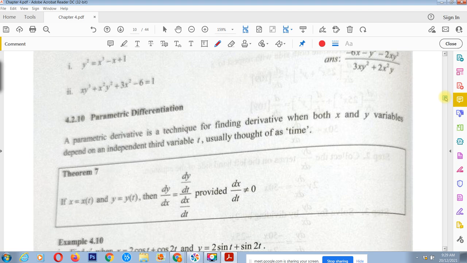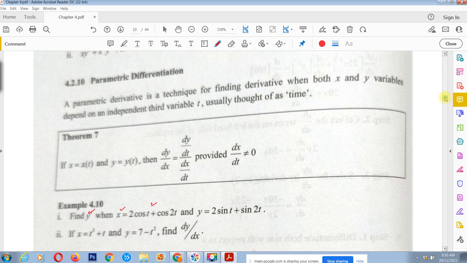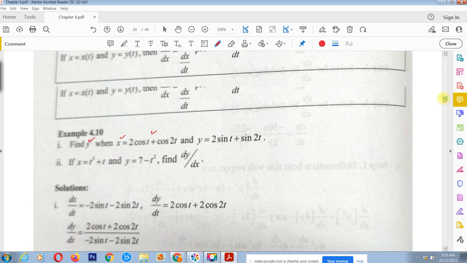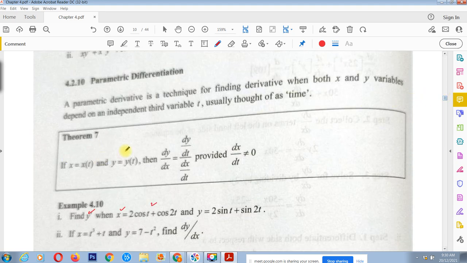Okay, and then we have parametric differentiation. Parametric differentiation is almost the same, but we have three variables. We have x, we have y, we have t. So what should we do to differentiate this? We can use a parametric derivative. Parametric derivative means we differentiate x with respect to t, and then y with respect to t, and then dy dx. Still we need to find dy dx.